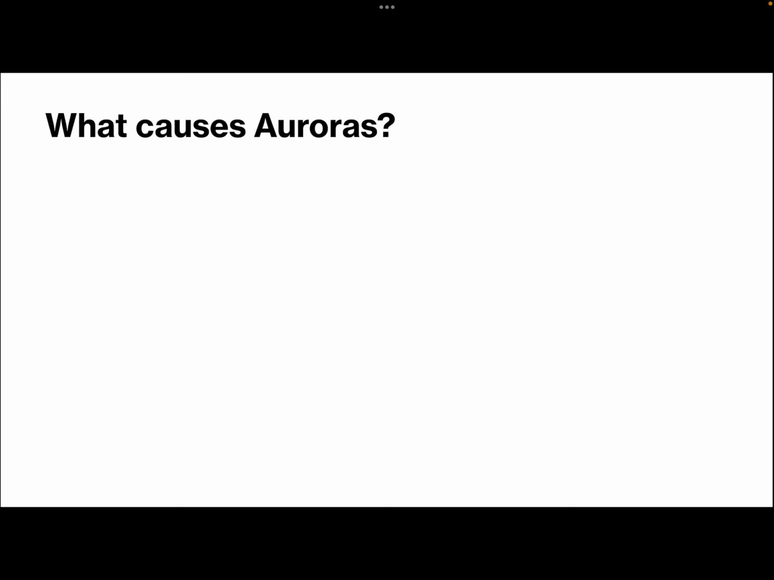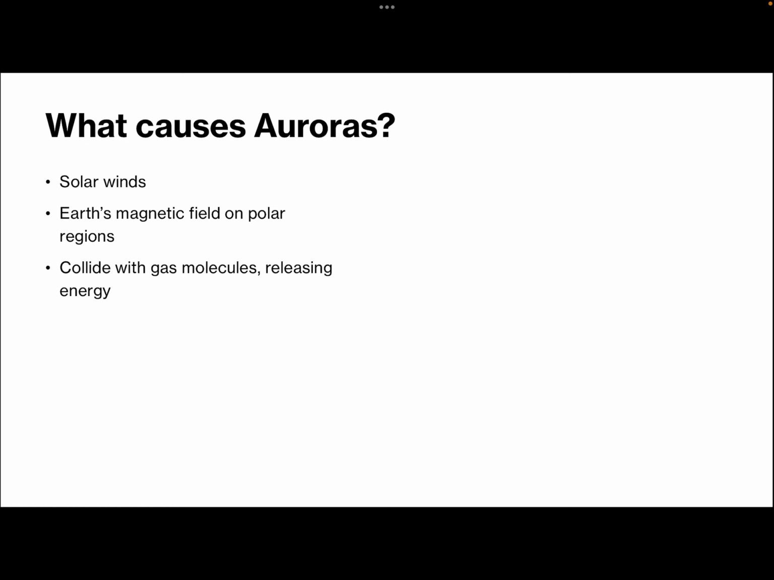What causes auroras? Solar winds. The sun continuously produces a stream of charged particles known as solar winds, and these particles travel through the solar system, and when they reach Earth, they interact with the planet's magnetic field, particularly near the polar regions, and deposit energy there. This energy is created from the collisions with gas molecules, and in turn the energy is released in the form of light, and that's how auroras are formed.